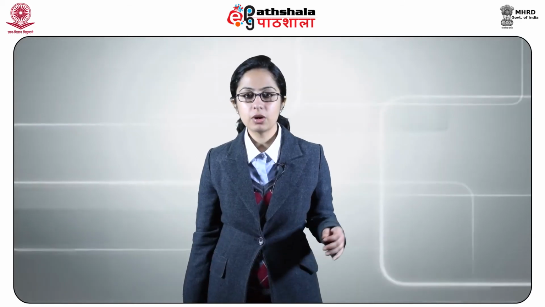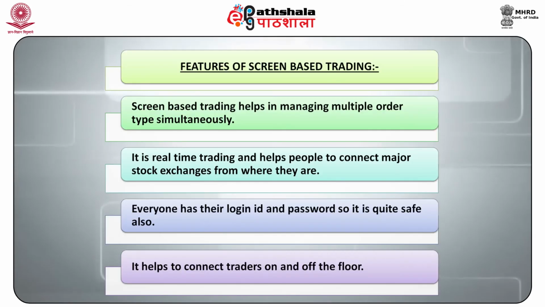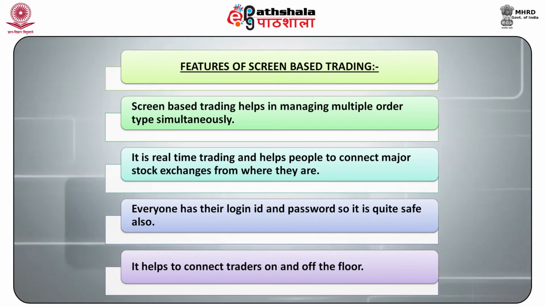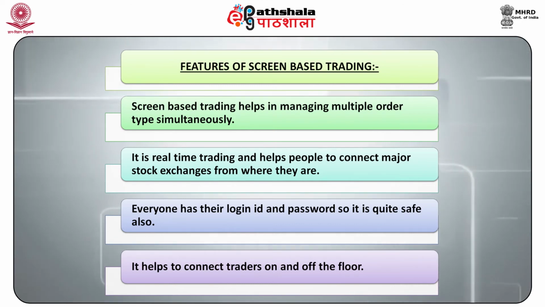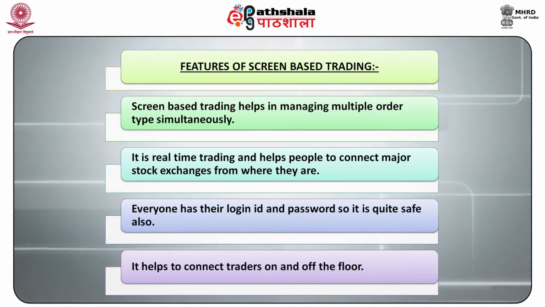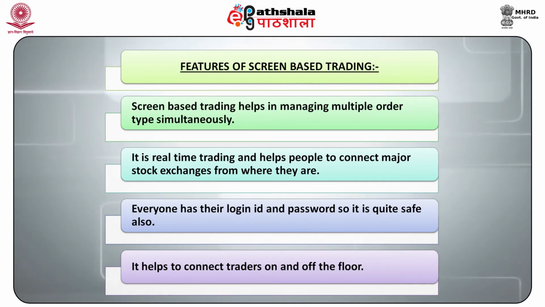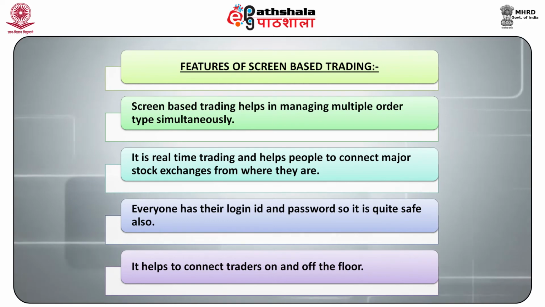What are the features of screen-based trading? Screen-based trading helps in managing multiple order types simultaneously. It is real-time trading and helps people to connect to major stock exchanges from where they are. Everyone has their login ID and password, so it is quite safe also. It helps to connect traders on and off the floor.